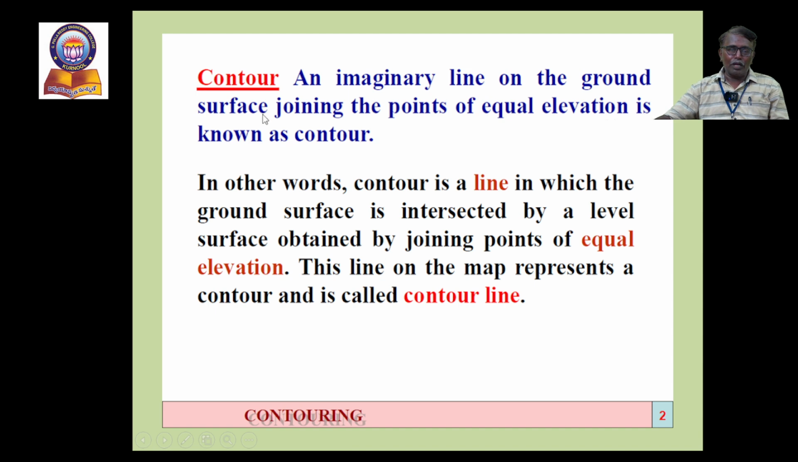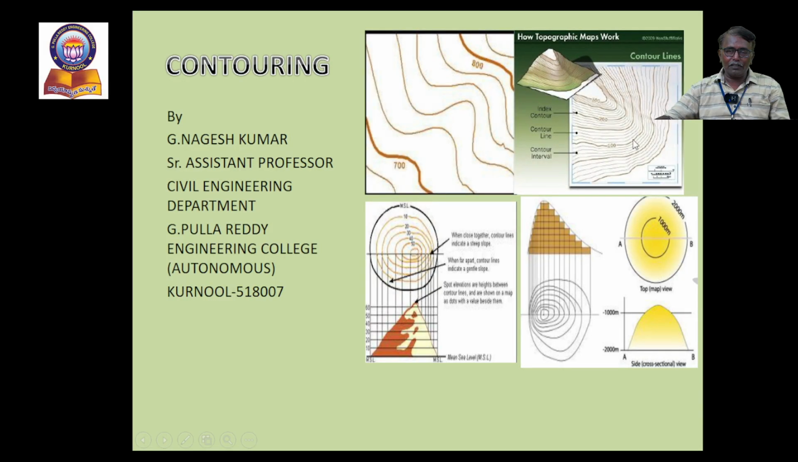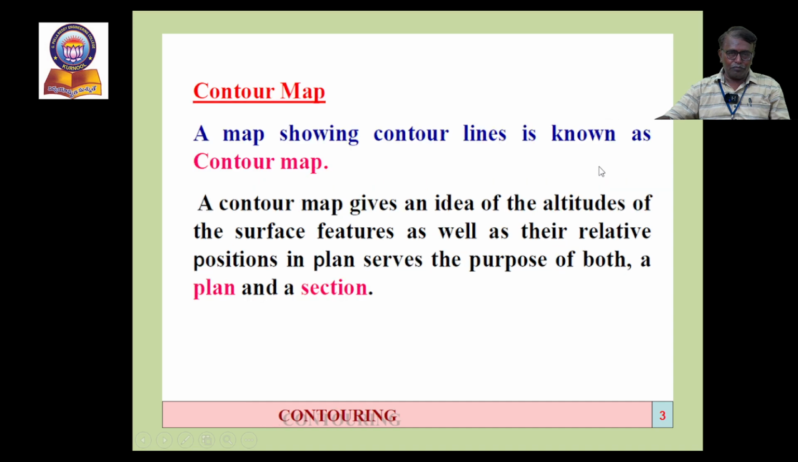Generally a contour map will be drawn in a two-dimensional sheet on a drawing sheet, but it represents the third dimension, that is, the elevation of the points can be represented by the contour line. Next, a map showing the contour lines is known as a contour map. So in the contour map, only contour lines will be there. A contour map gives an idea of the altitudes of the surface features as well as their relative positions in plan, and serves the purpose of both plan and section.